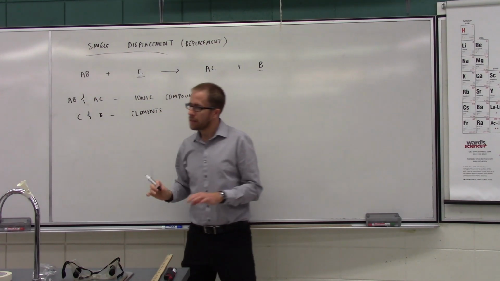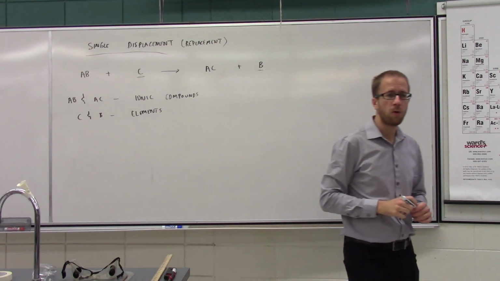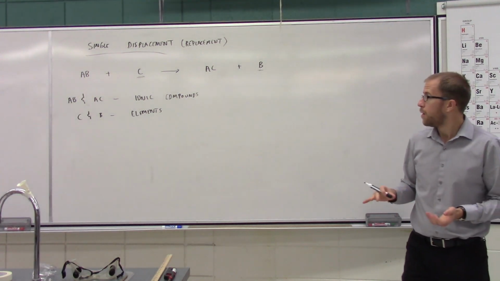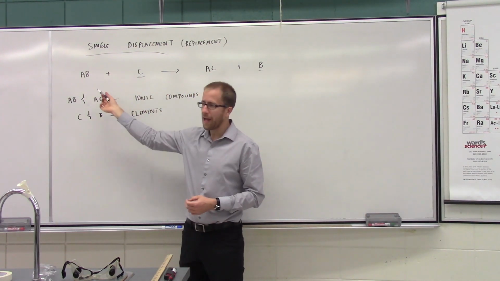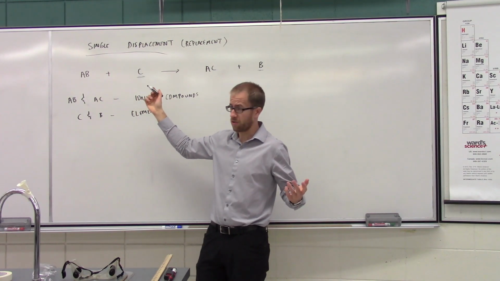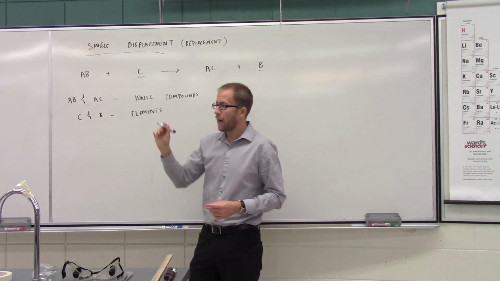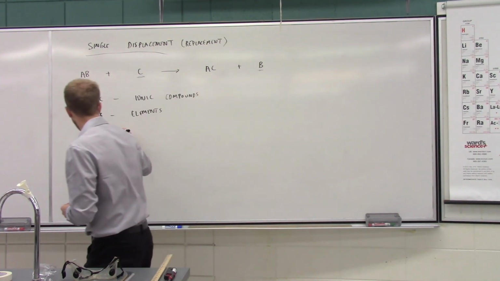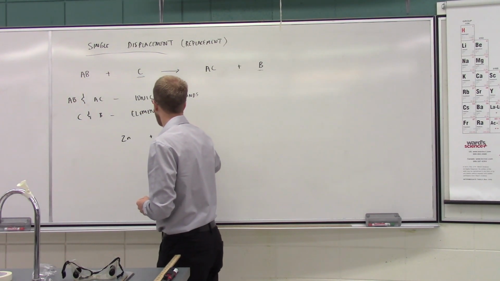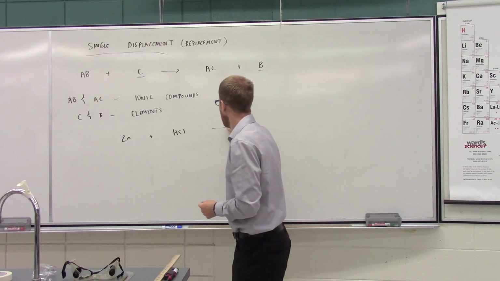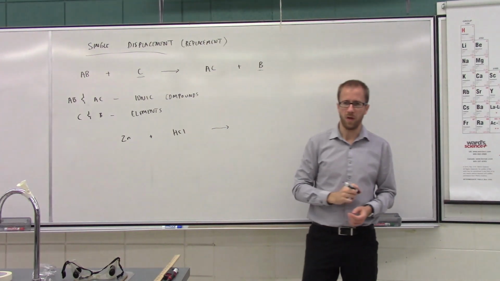And again, we're going to get into a little bit more detail tomorrow, talking about, well, why is it that C switched with B? Why didn't C switch with A? Right, it's a good question. So how did I make this balloon? Well, this balloon here, it was zinc metal plus hydrochloric acid. And what did I say one of the products was?